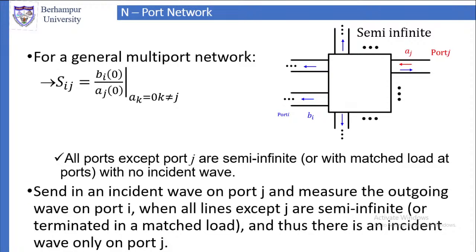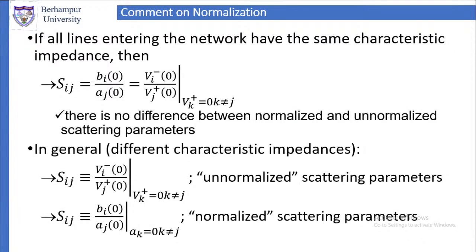Now in this case, suppose you send an incident wave on port j and measure the outgoing wave on port i. All lines except the line connected to port j are semi-infinite or terminated in a matched load, and thus there is an incident wave only on port j. There is no incident wave on other ports. On other ports there is only an outgoing wave, no incident wave.